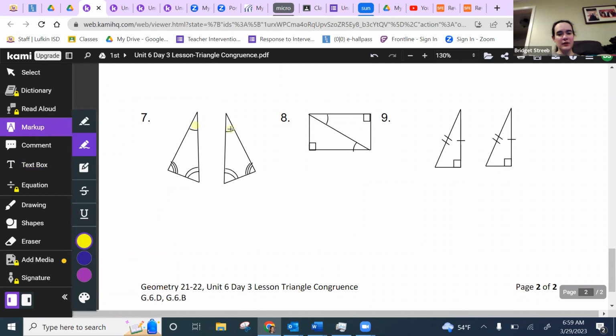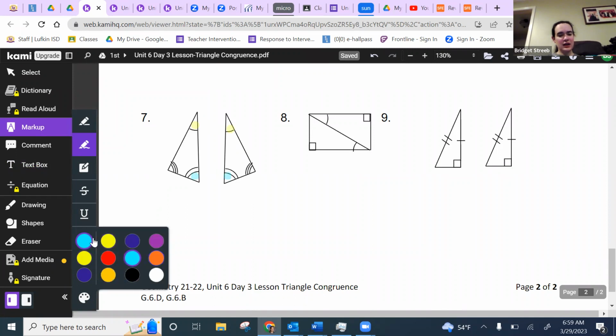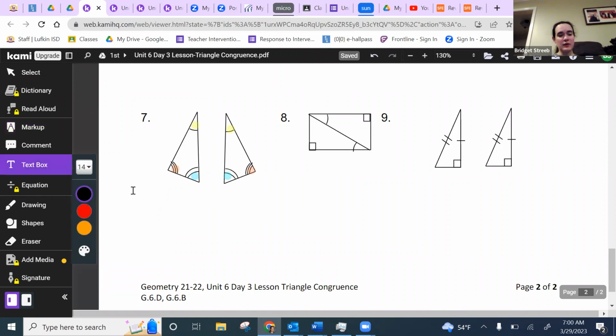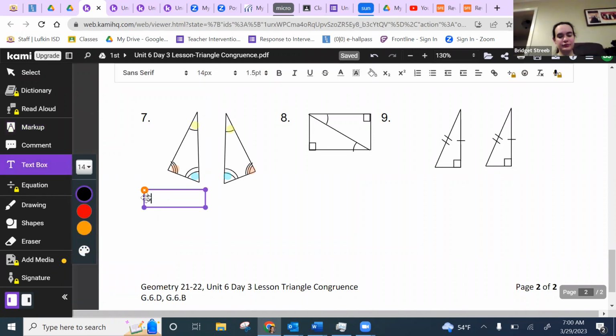Next one, we have one set of angles and a second set of angles and a third set of angles. So all we have is angles. We have three angles. Remember what I already said? Anytime you have just three angles, they are not congruent.